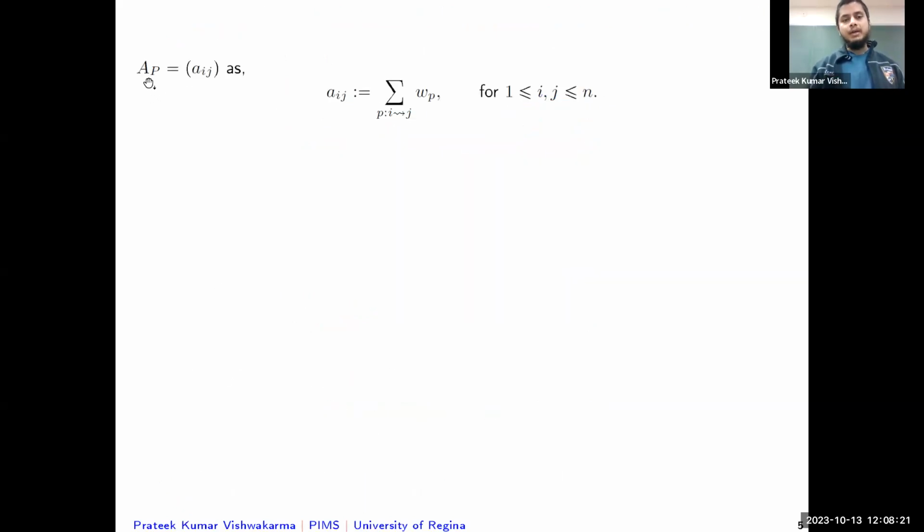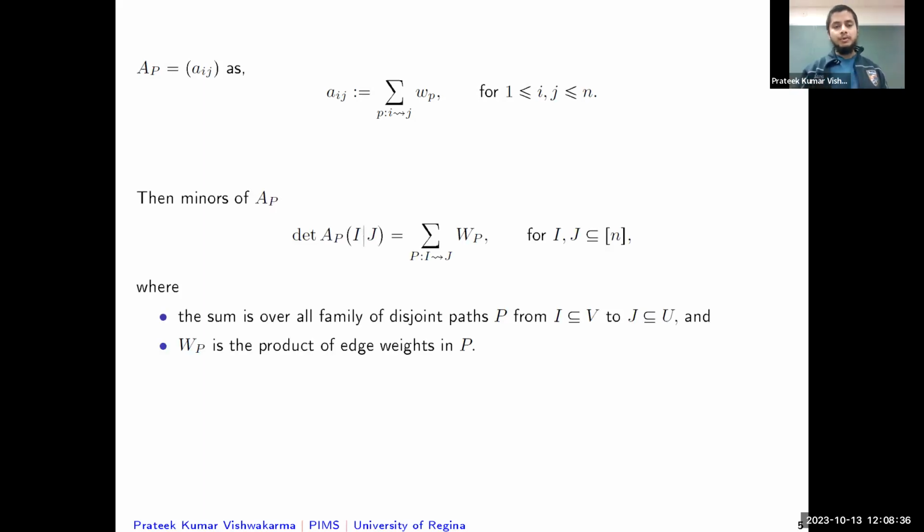If the matrix AP corresponding to the planar network is constructed using this formula, then because of the structure of the network, which is a directed acyclic planar network, there is a natural formula to compute the minors of this matrix AP as well, in terms of the sum over all families of disjoint paths which start from the set of vertices I and end at the set of vertices J. This computation will give us the minor of matrix AP corresponding to row indices I and column indices J. Now, because the weights in the planar network are non-negative, this clearly implies that the minors of AP are non-negative, and therefore the matrix AP is totally non-negative.